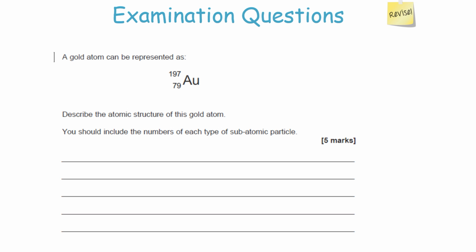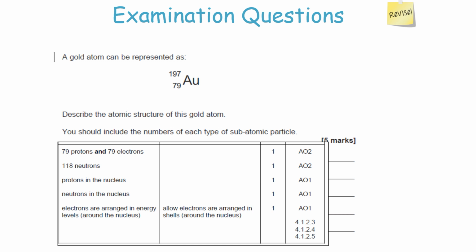Right, what you should be aware of is that the bottom number, the smaller number, is the number of protons in the nucleus, but for the atom the number of protons and electrons are the same. So the first mark is saying that you've got 79 protons but also 79 electrons, because the number of protons and electrons equal each other in an atom. Now we can work out the number of neutrons, because the larger number is the number of protons and neutrons, so the number of neutrons is 197 minus 79, so it's 118. Our protons and neutrons are in the nucleus, and the electrons are arranged in energy levels or shells around the nucleus.